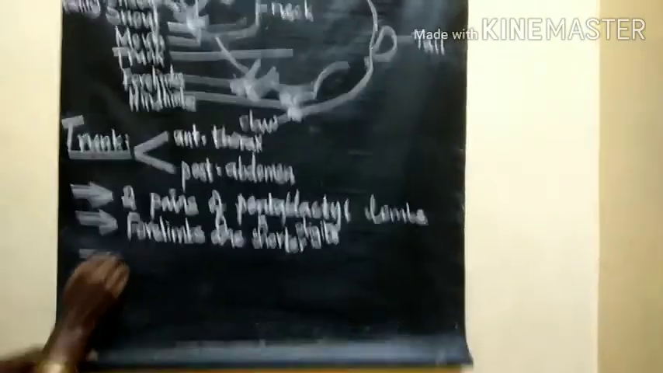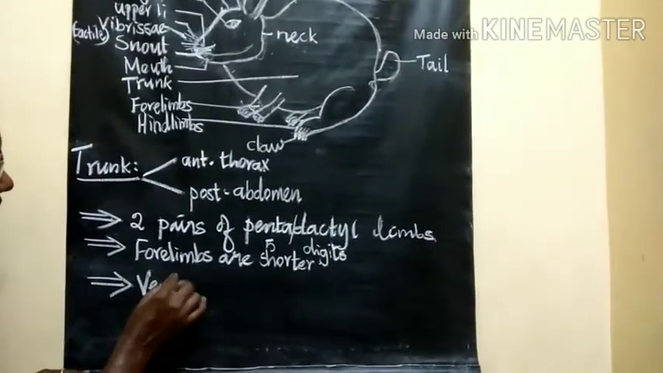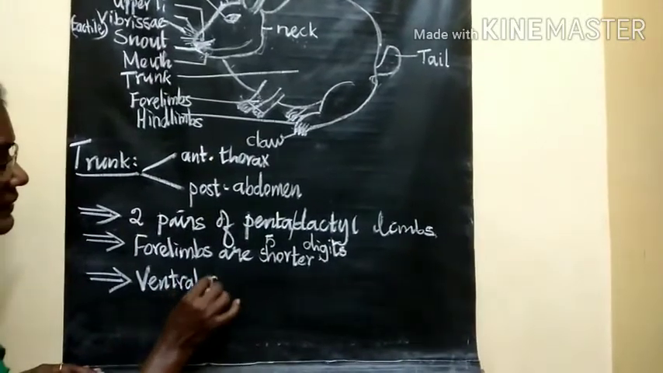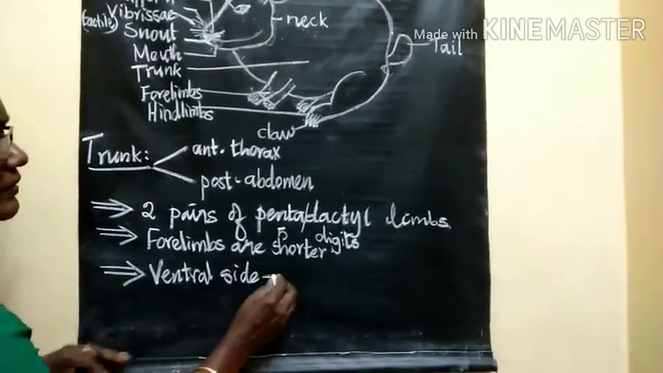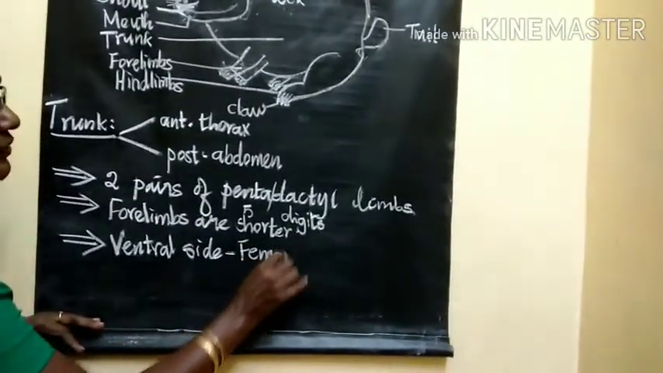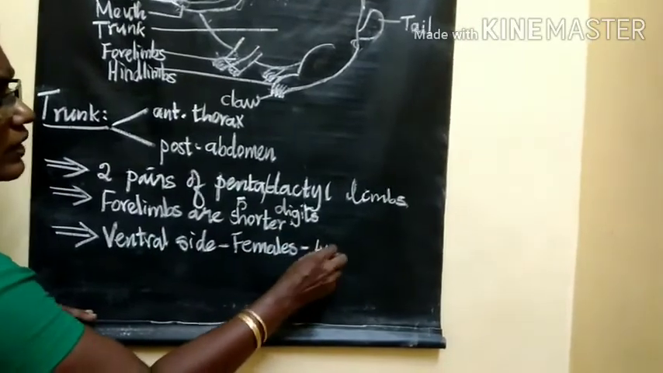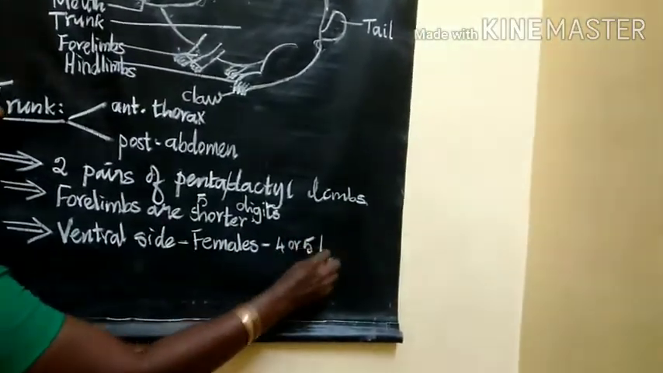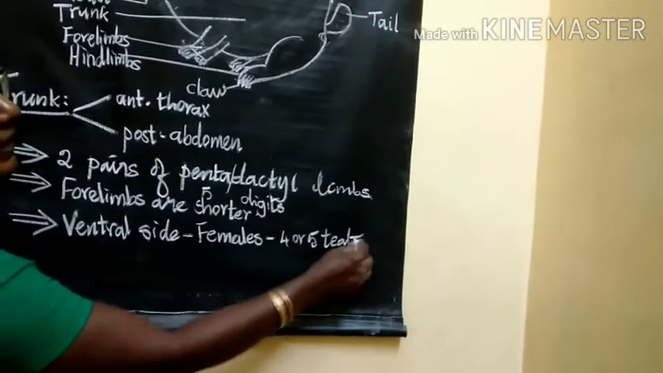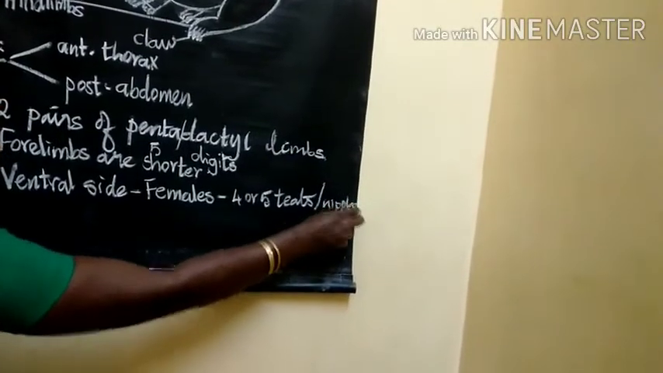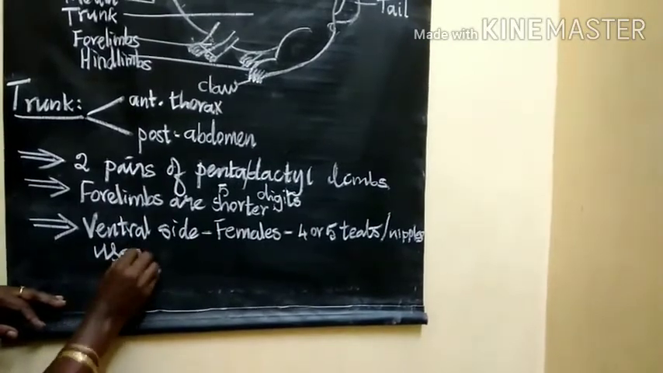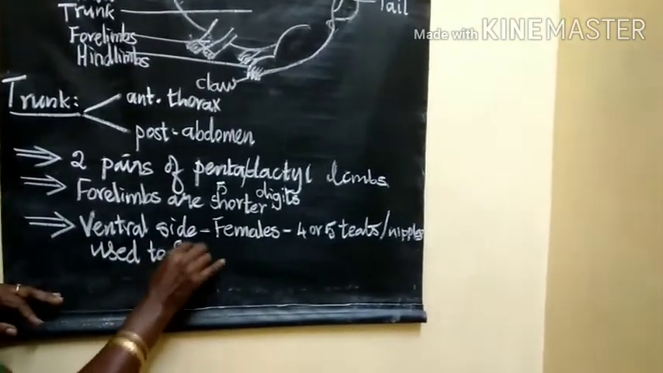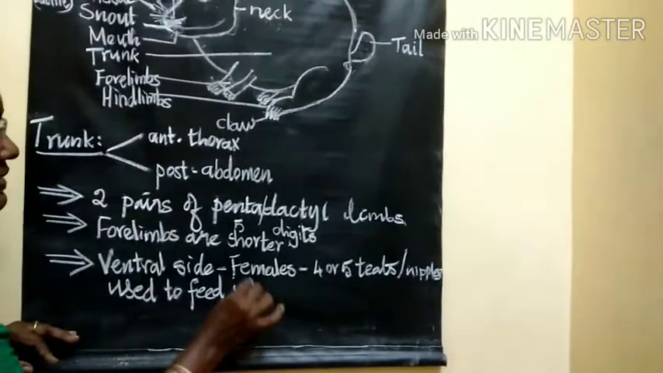Then come to the ventral side of the trunk. What are the main organs present in the ventral side? In females, 4 or 5 teats are present. Teats are otherwise called nipples. What is the use of nipples? The nipples are used to feed the young ones.